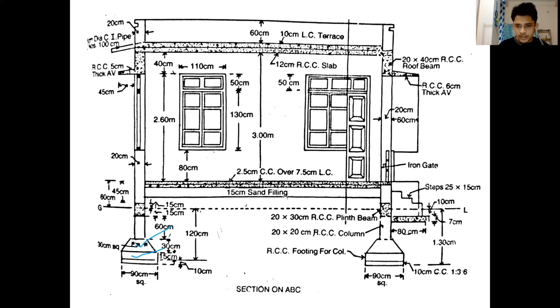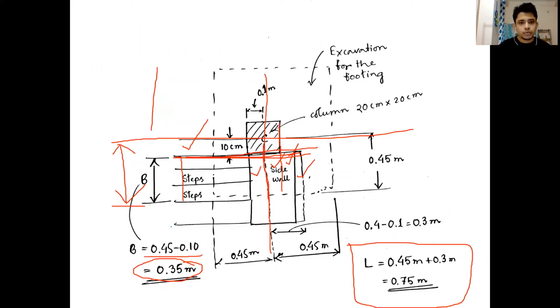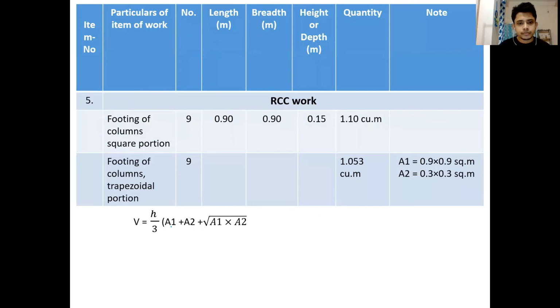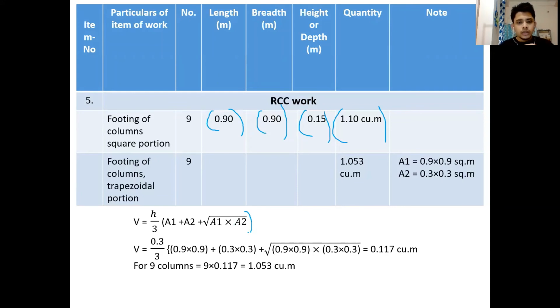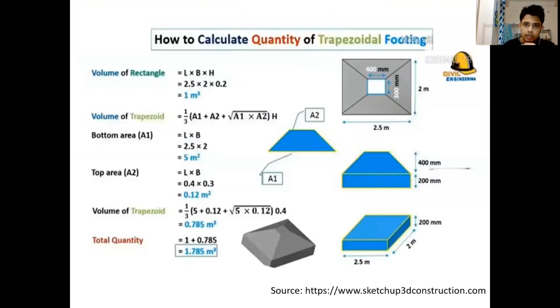The square portion is very easy. Okay, area multiplied by height, and then we have to use one formula for the trapezoidal portion. We come back to our calculation. This is our calculation. Okay, 90 centimeter by 90 centimeter, 15 centimeter is the height for the square portion. We get the volume. For the trapezoidal portion, we use this formula, h by 3 (a1 + a2 + root over a1 into a2). Okay, this formula is to be used. Now what is a1 and a2 in this formula? Okay, this is the formula.